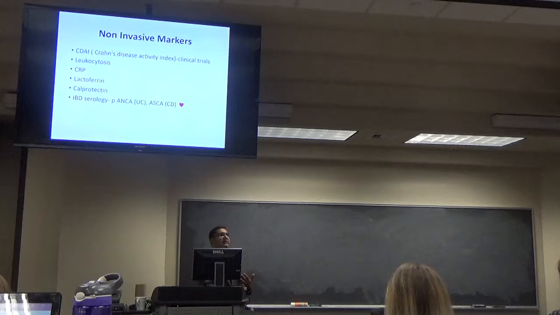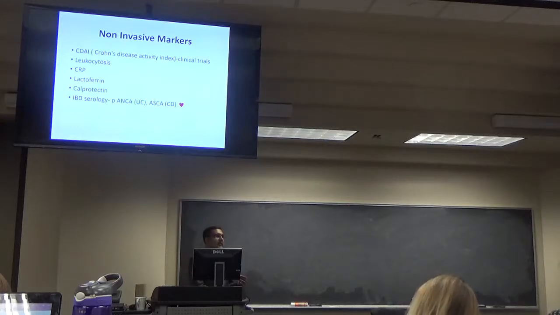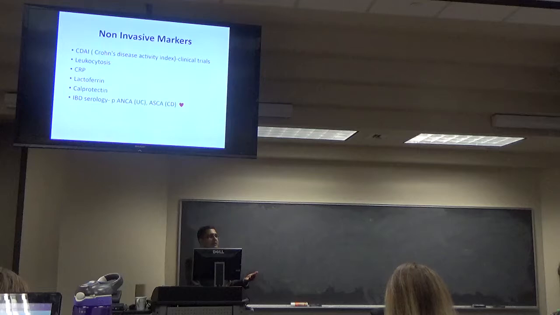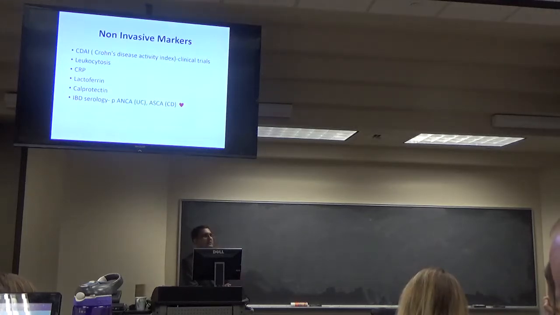So if your patient has high white blood cells, elevated CRP, positive stool lactoferrin, and these days we also do stool calprotectin, which is also a protein in the stool. Or you do IBD serologies, like P-ANCA in ulcerative colitis and ASCA in Crohn's disease. If these things are elevated, your suspicion of active disease becomes high. Then you need to evaluate them and treat them for their active disease. So these are the markers of inflammation.